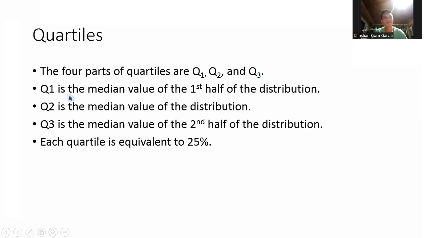For Q sub 1, it is the median value of the first half of the distribution or the lower half of the distribution. Q sub 2 is the median value of the distribution or it is the median value of the whole data. Q sub 3 is the median value of the second half of the distribution or the upper half of the distribution. Each quartile is equivalent to 25%.